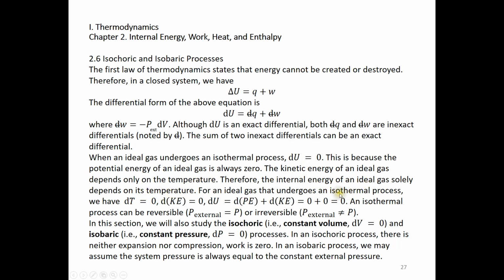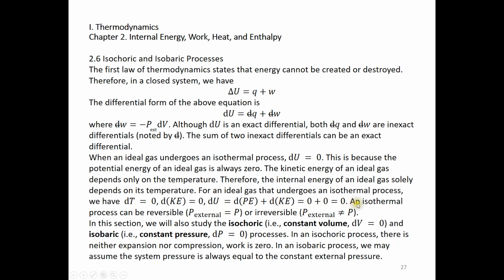Now, if it's an isothermal process, again we have this equation. dT is 0. Therefore, dKE is 0. There's no change in kinetic energy. dU is the sum of dPE and dKE, where PE is potential energy and KE is kinetic energy. And there's no change in potential energy, there's no change in kinetic energy. Therefore, dU is just 0.